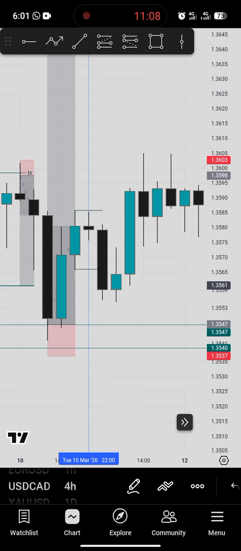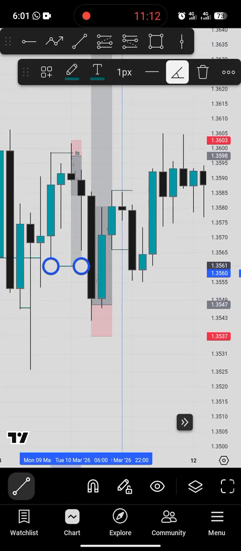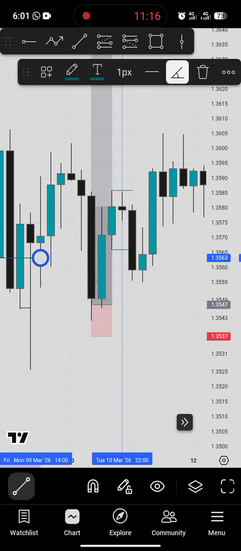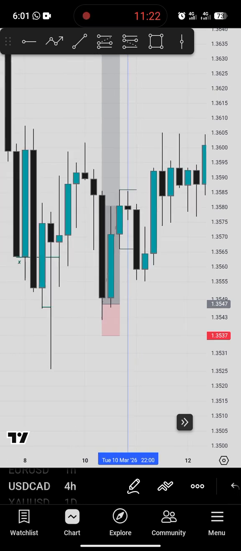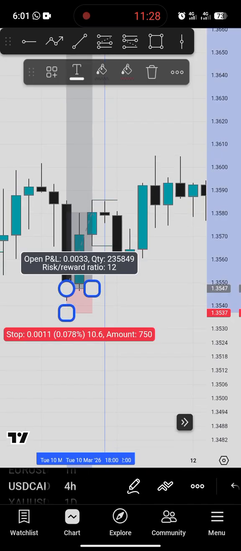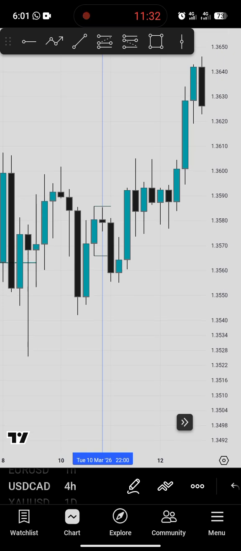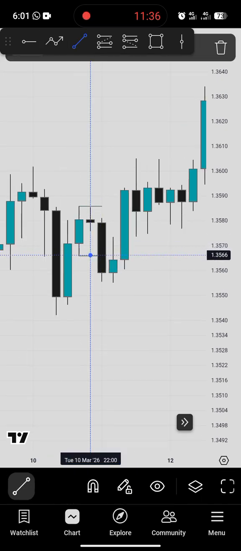So let me delete this first entry. Let me delete this. Sorry. Let me clear it. So this is how I was expecting. I was expecting price to react to this 4-hour candle.